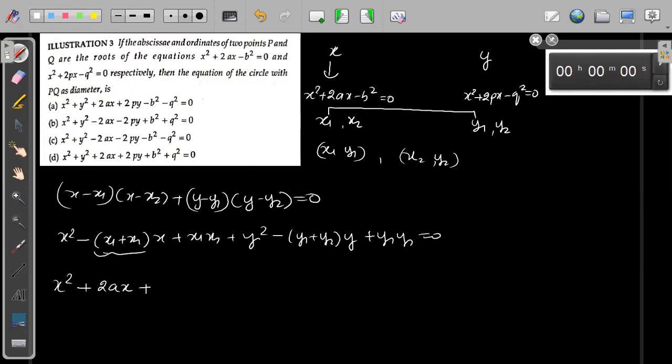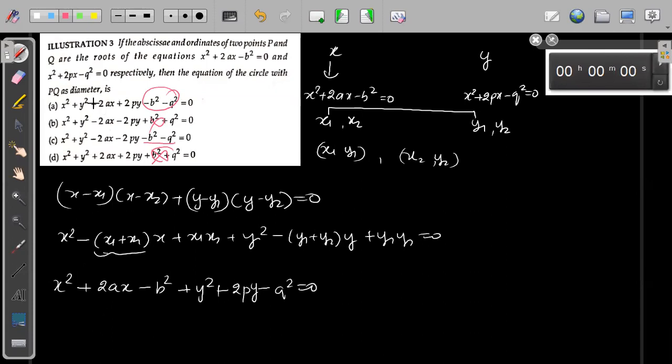Product of the roots is minus b square, plus y square. Again, sum of the roots is 2p, 2py, and the product of the roots is minus q square. Minus q square is equal to 0. Just check where this equation is. Minus q square minus b square. This is wrong. This could be correct.